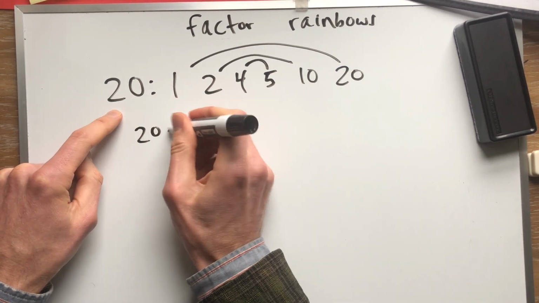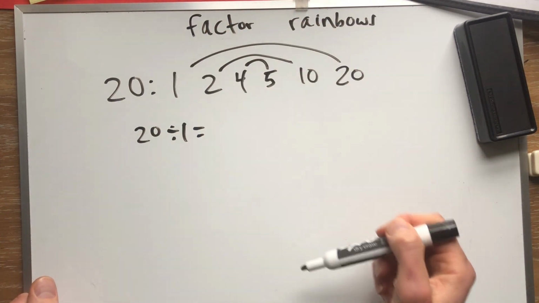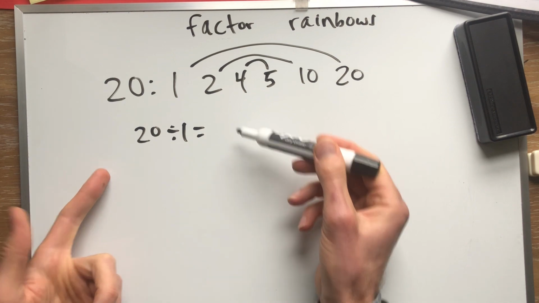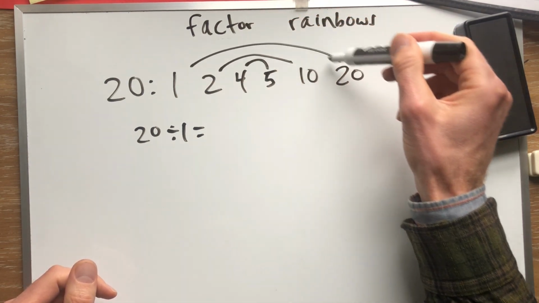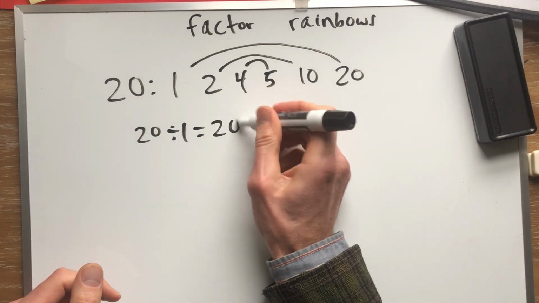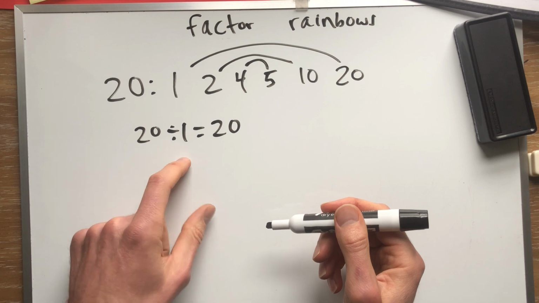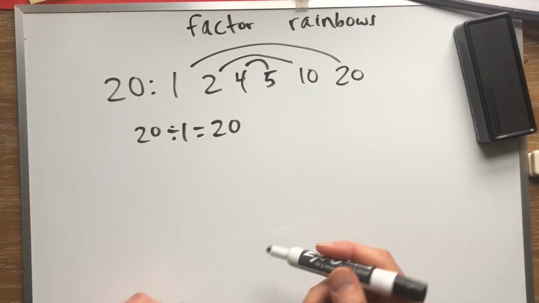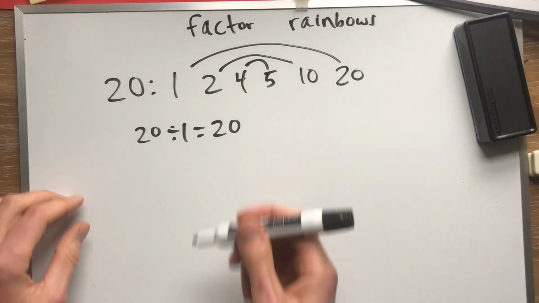So 20 divided by 1 equals, well, 1 times what equals 20? Follow the rainbow. 20. 20 divided by 1 equals 20, or 1 times 20 equals 20, which means if you have 20, you divide it into one pile, it's all 20 in one pile. Let's do the next one.